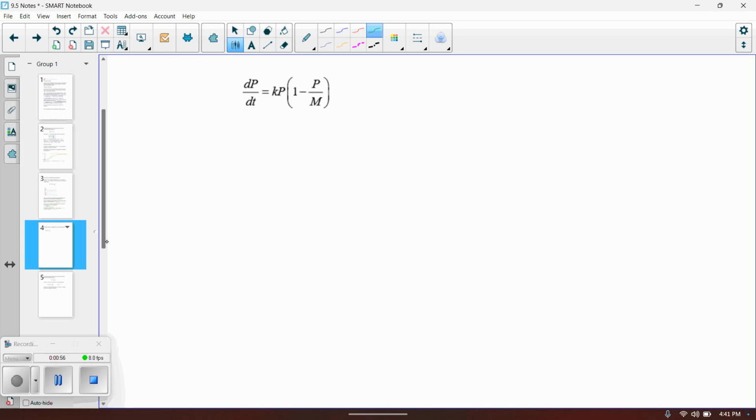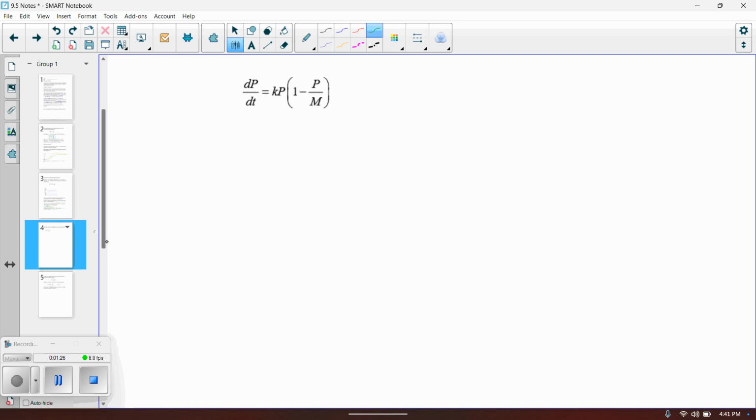K and m are constants. You have to remember that k is kind of like your constant of proportionality, and m is your carrying capacity. So those are constants in this case. So really it's just p and t that are variables. And as you can see, there's currently no t's in this at all. That is not that much different from when we did the exponential growth and decay models. All right, so let's get started.